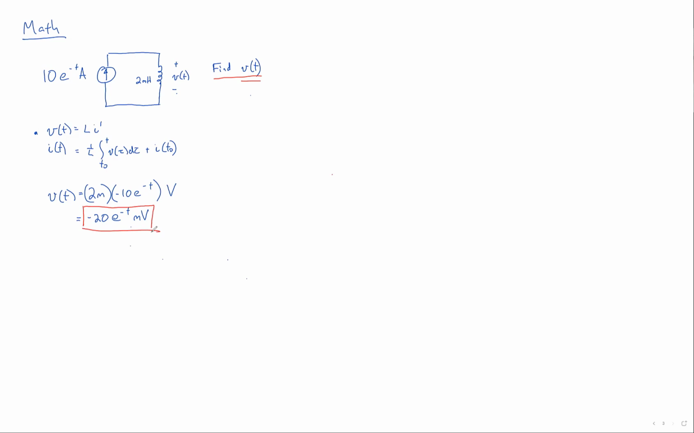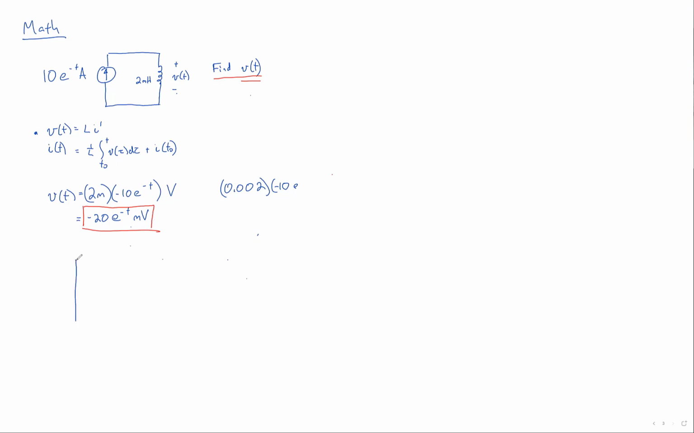Isn't that easy? Notice how we kept an engineering format. Some of you might be tempted to say, well, this 2 millis is really 0.002, and then we're going to multiply that by this minus 10 e. See how fast it is just to say 2 times 10 is 20, and then the millis come out. Way faster to keep an engineering notation. All right, so that's our answer.